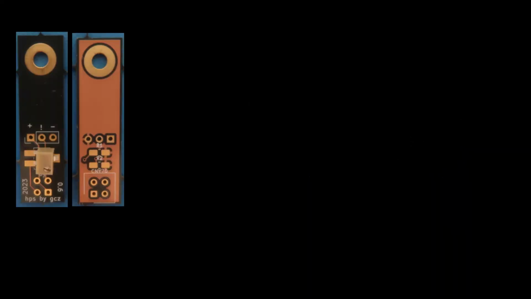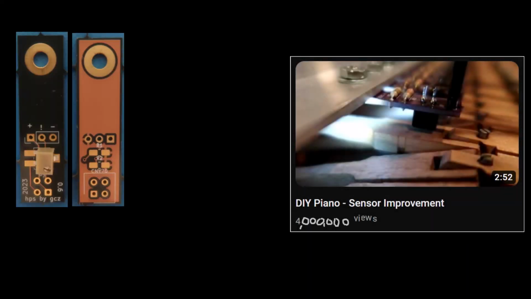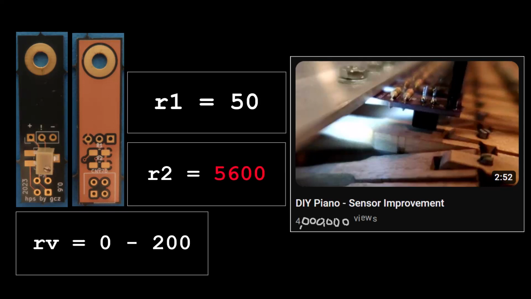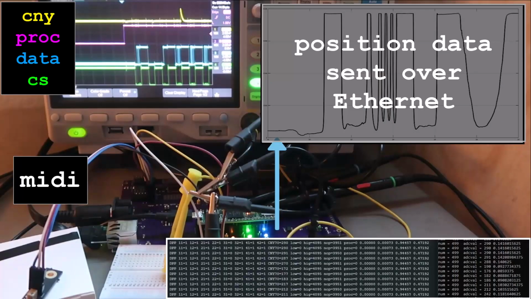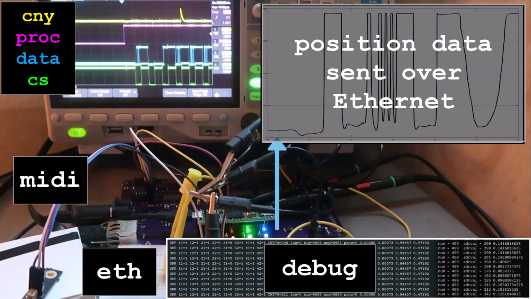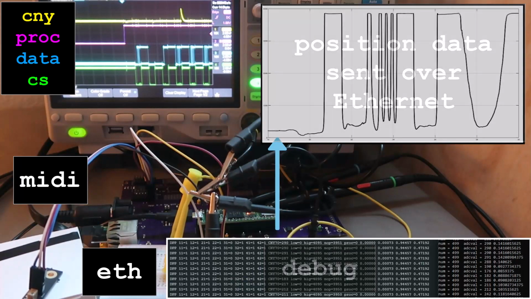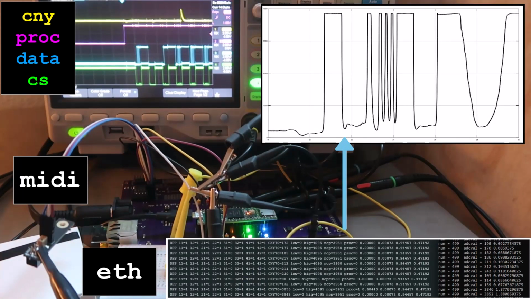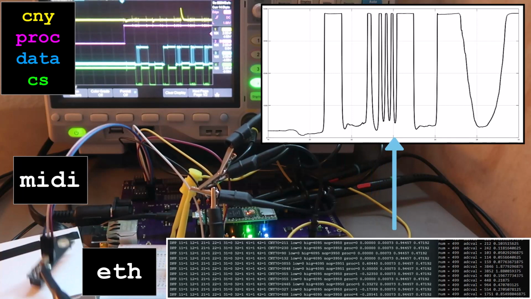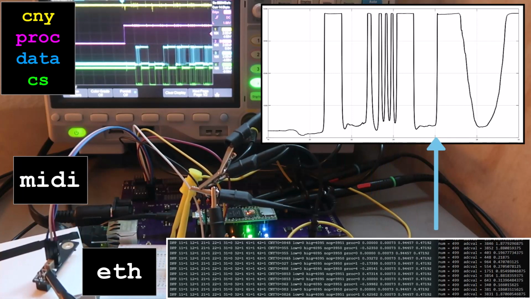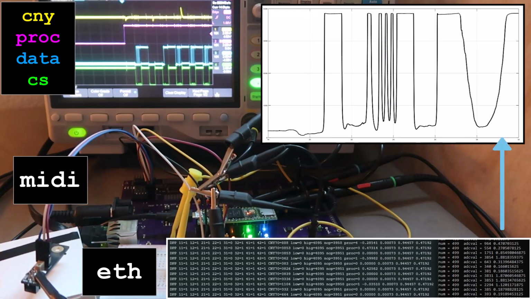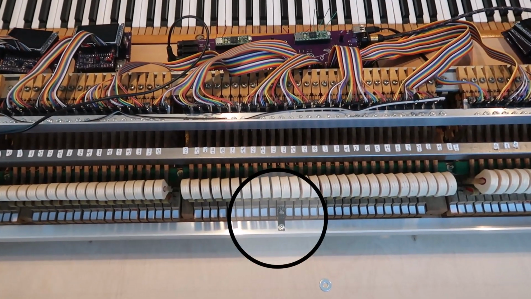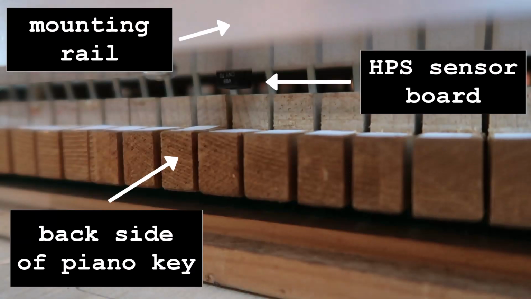Next, I need to make some sensors. See previous videos for details. I am increasing R2 since the new ADC accepts a full 3.3 volt range. Test it. Use MIDI to play a piano sound when the damper threshold is crossed. Ethernet to send data to my computer. Various debug messages. One lonely sensor. Getting the spacing just right.